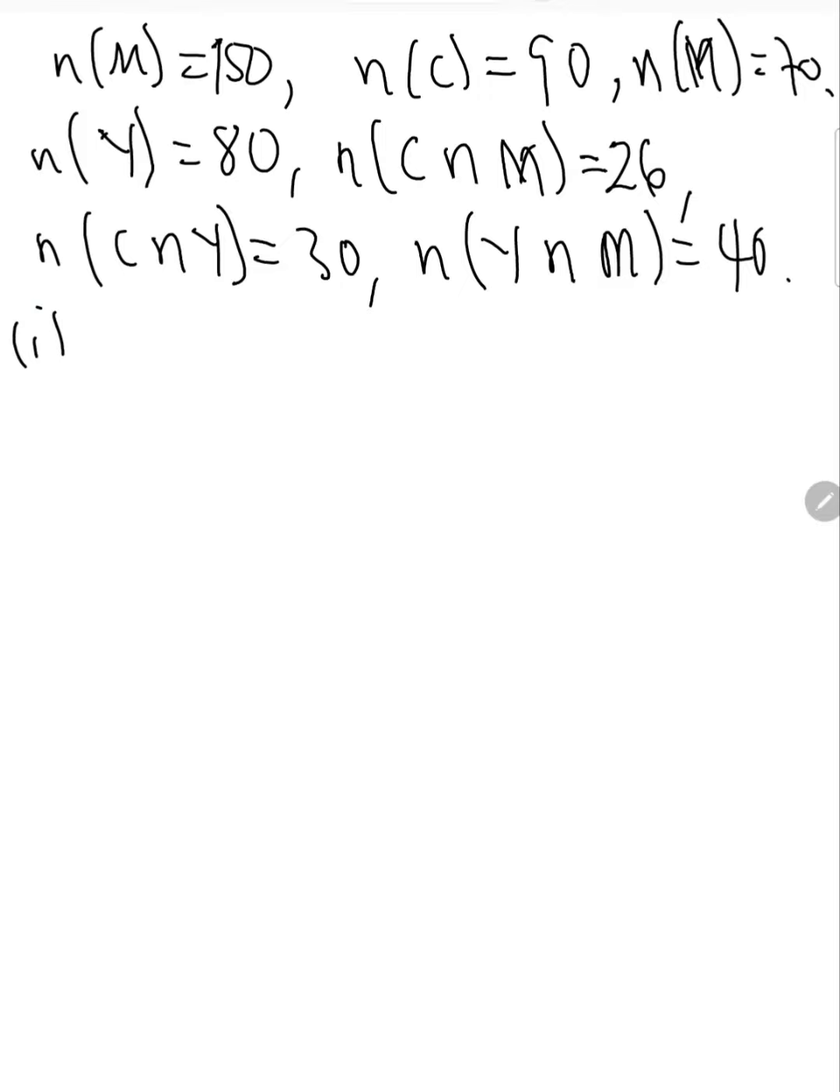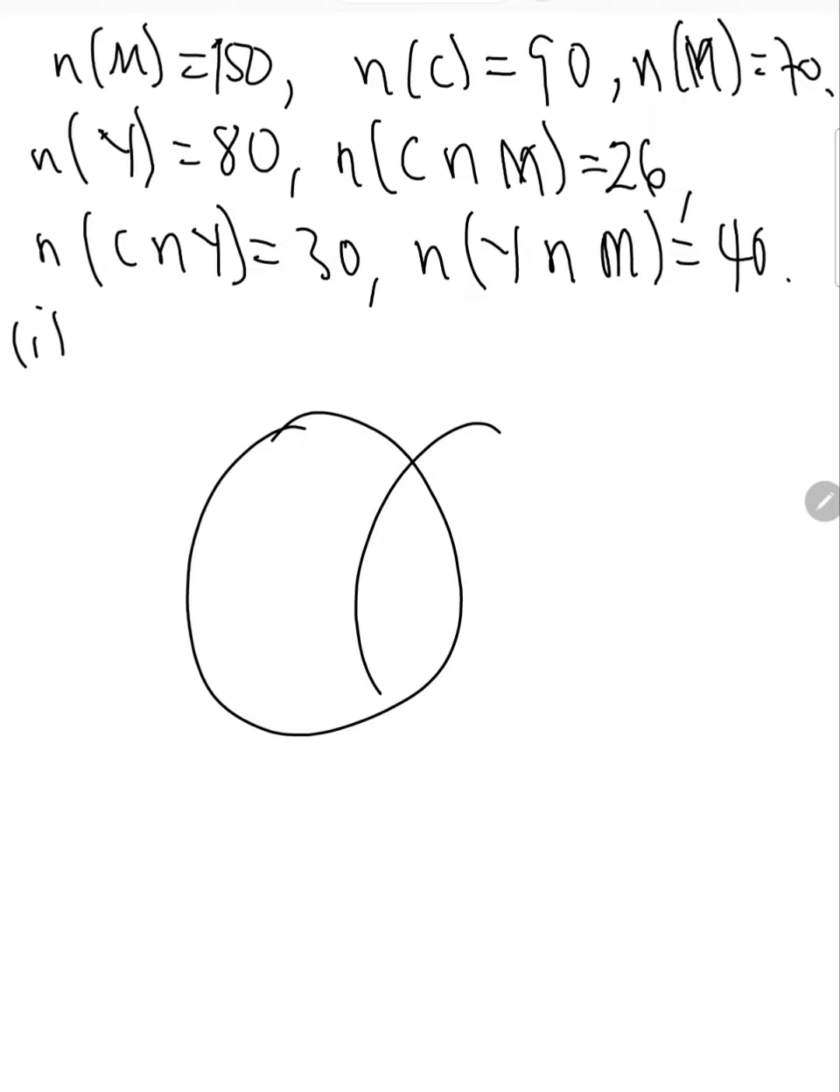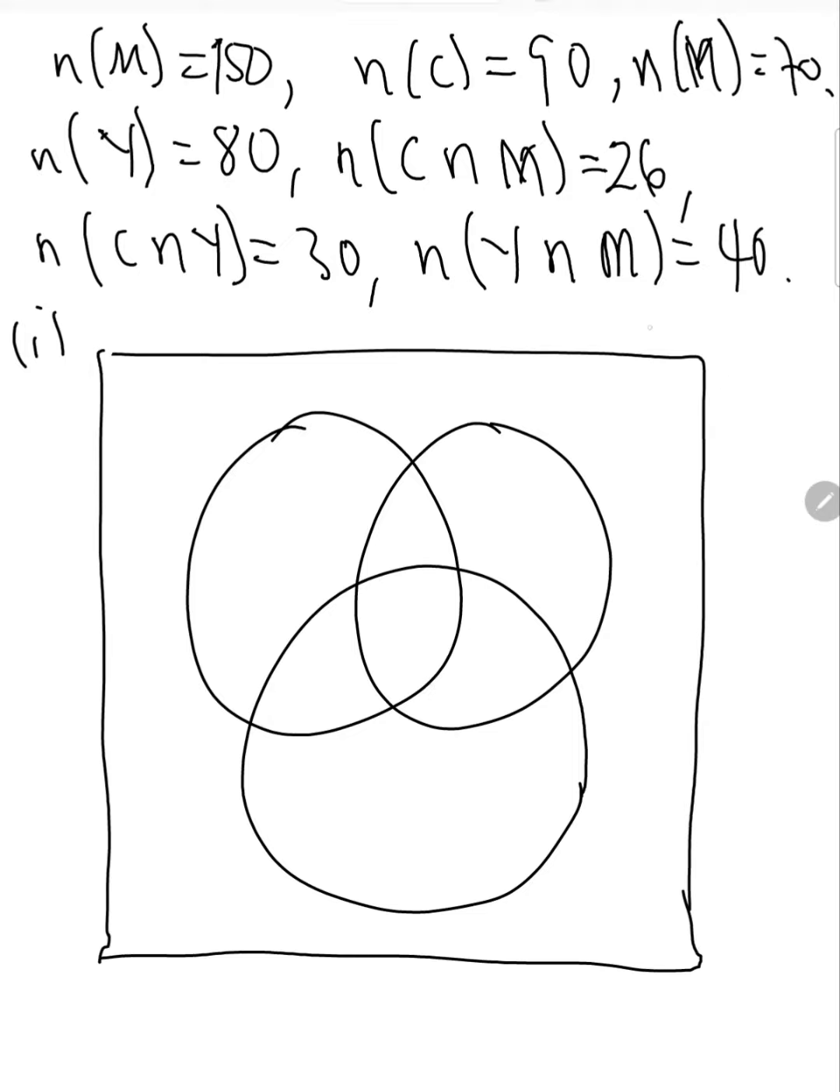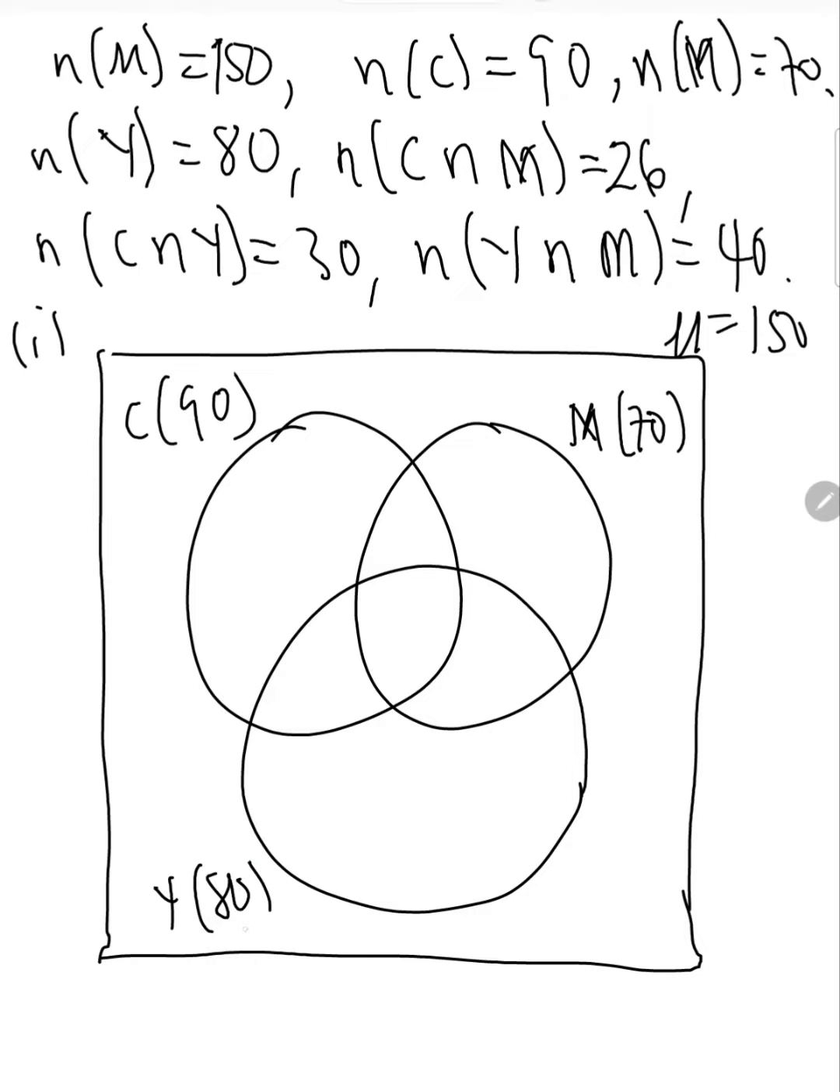So we are to represent the information on a Venn diagram. So how many foodstuff are we dealing with? 3. Okay, so we have 3 circles, with each circle representing 1 foodstuff. So what's the total number, which is the universal set? 150. Okay, so this is set C. How many are they? 90. This is set M. How many sell maize? 70. Then this is set Y. How many sell yam? 80. Okay, so that's it.